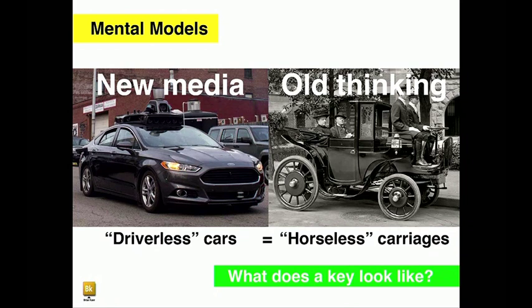So each new medium needs new thinking. And you can see that happening right now, in particular with this concept of autonomous cars, right? That's the example I like to use.